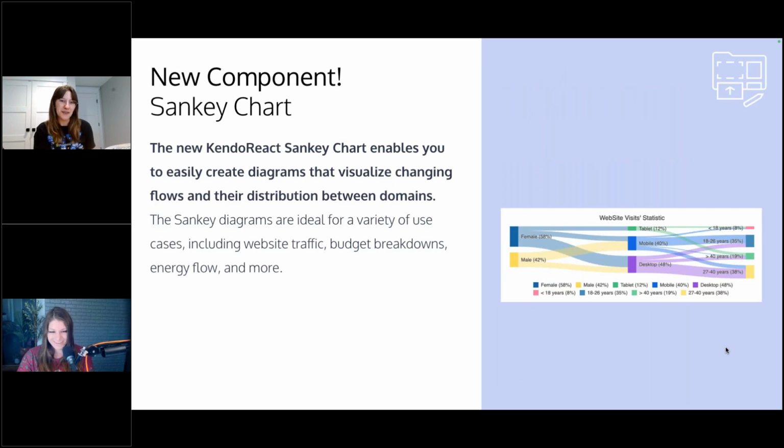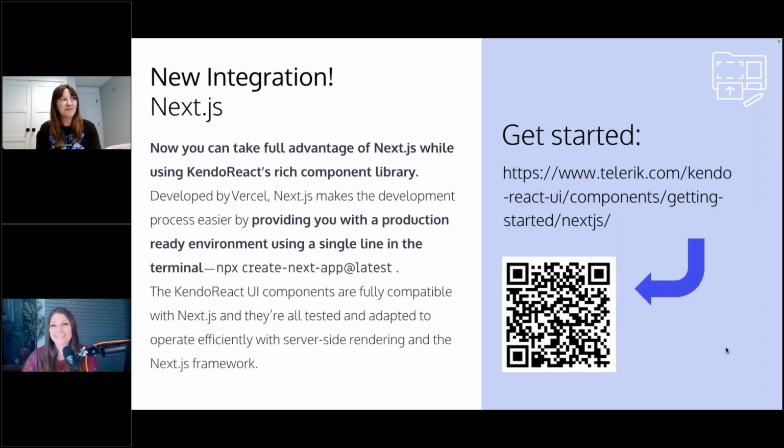We have another new component here, the Sankey chart. This enables you to easily create diagrams that will visualize changing flows and their distributions between domains. So really good for things like website traffic or budget breakdowns, energy flow. You can see how each column will split into the sub-columns here, which makes it really easy to track. And it, of course, like all of our charts, is interactive, will highlight things as you roll over them, and is accessible.